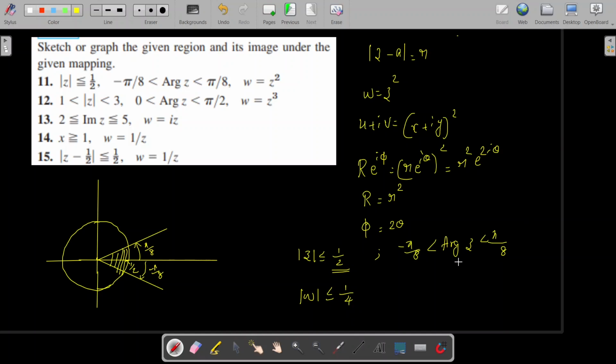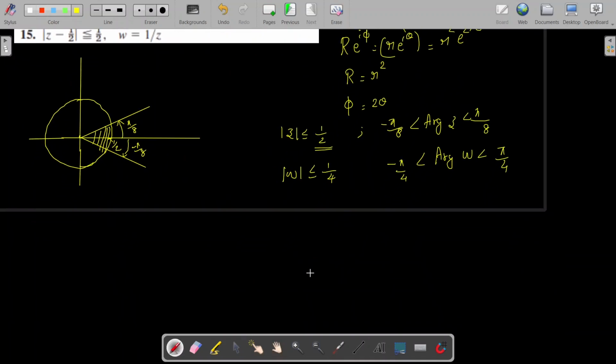And again, what happens to the argument is it is 2 times the argument of the point in the z plane. So you have 2 into minus pi by 8, that is minus pi by 4, less than argument of w less than pi by 4, 2 times pi by 8, that is pi by 4.